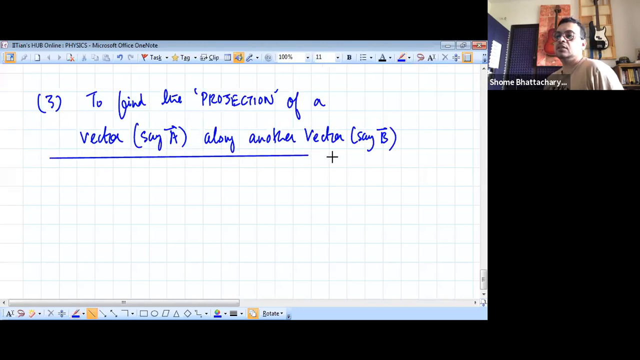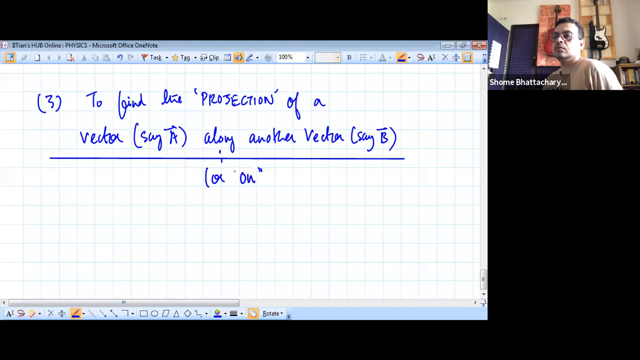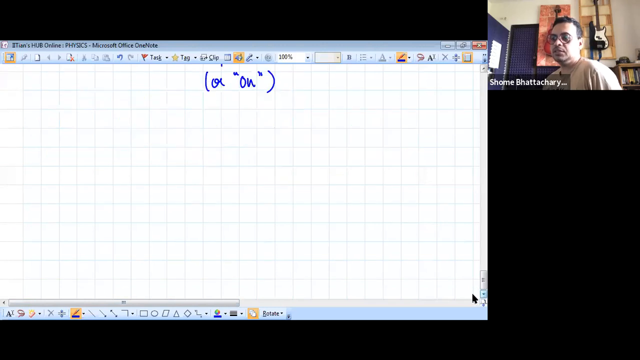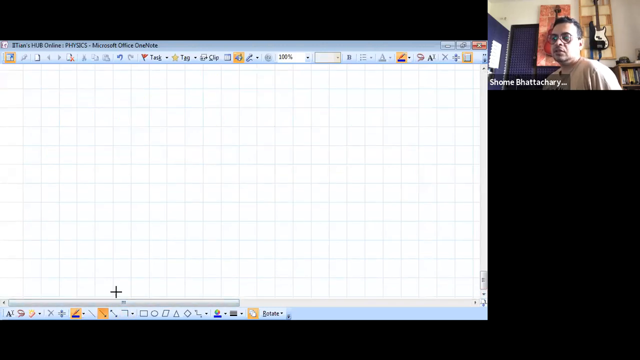Projection of one vector along another, or we sometimes say projection of one vector on another. Okay. Along की जगह we might also say on. So the projection of vector A on vector B or along vector B. इसका मतलब क्या है? So let's understand what this means. So suppose these are two vectors A and B, and the angle between them is some theta.